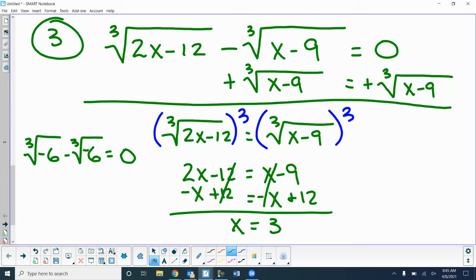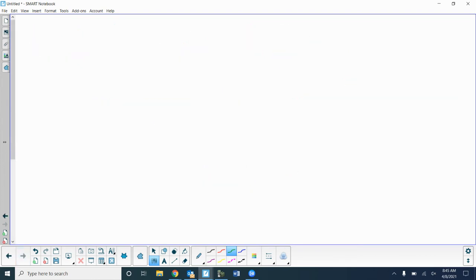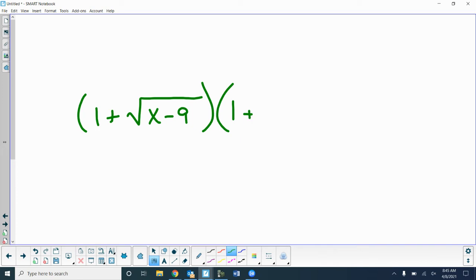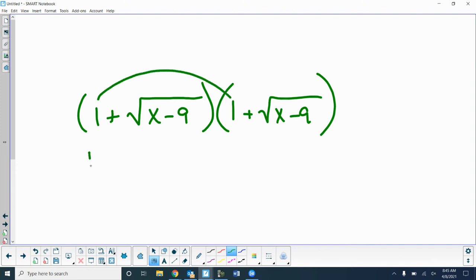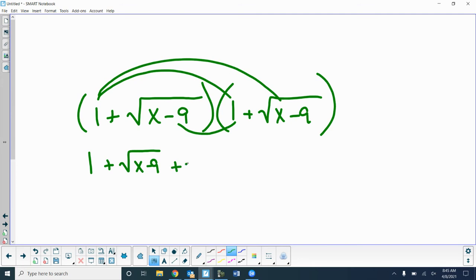All right, so if you had this, let's say, you had like 1 plus the square root of x minus 9, you'd have to do it like this. And then you'd get some messy stuff. But you just would FOIL it. Okay? What's first? 1. What's outside? 1 times that, right? What's inside? 1 times that, isn't it? And what's last?